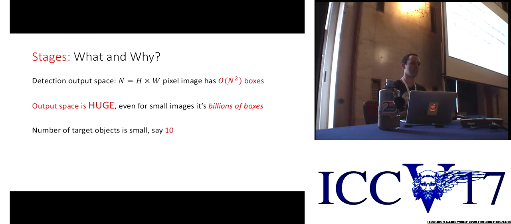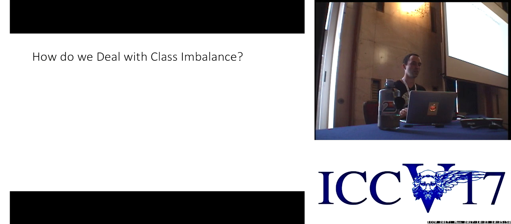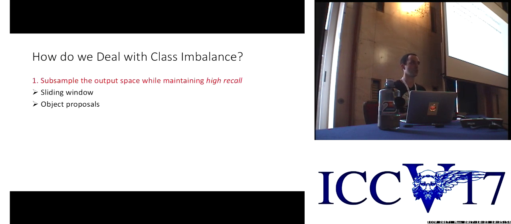Yet the number of objects that we're trying to detect in an image is a small number, say 10. So this leads to a massive imbalance between foreground boxes and background boxes, which don't correspond to any object. So how do we deal with this problem of class imbalance? Well, there are really two strategies that have been developed in the literature that have been very successful.